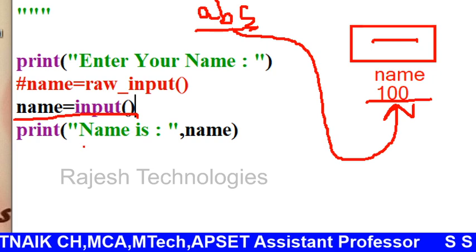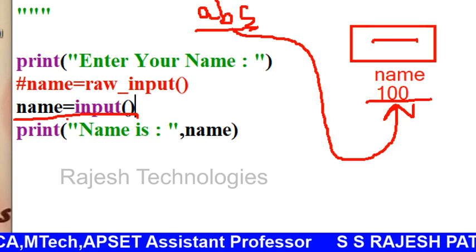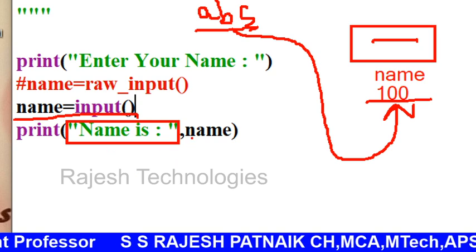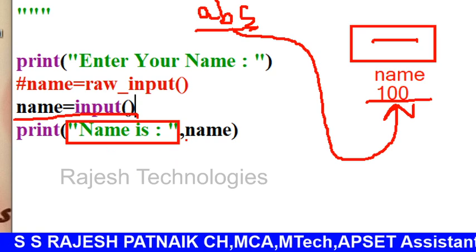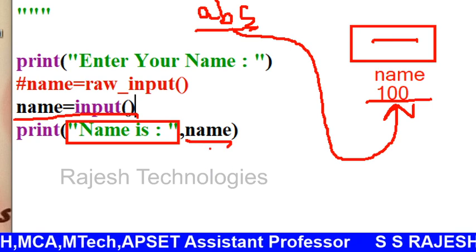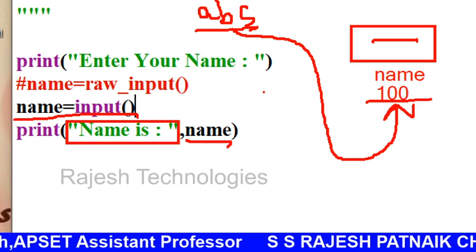And the third statement is, name is, a string. Name is will be printed in the output, plus comma, whatever was stored in the name, what memory you stored, that will be displayed. You understand?